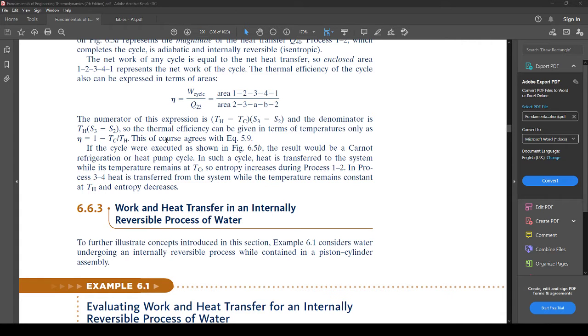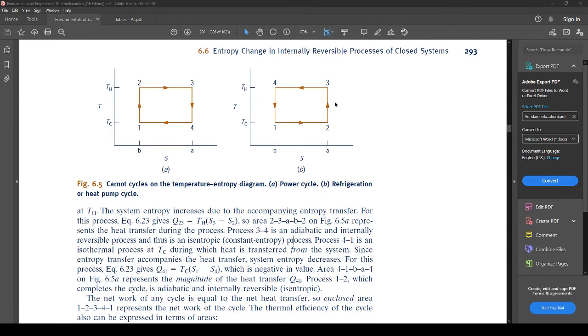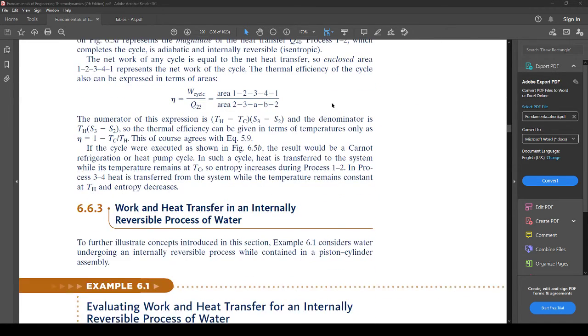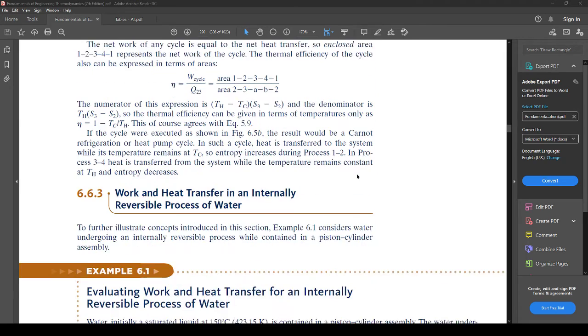Then it says that if the cycle were executed as shown in this next one, this is a refrigeration cycle. So this is a Carnot heat pump or refrigeration cycle, and it pretty much works the exact same way. Obviously, it requires power instead of making it, but it's still an isentropic process from 2 to 3, 4 to 1, and then these are isothermal. It's the exact same way except that it works with power coming in, right?